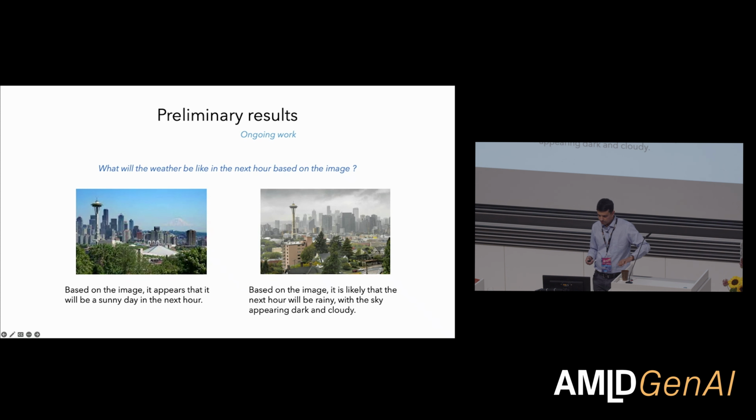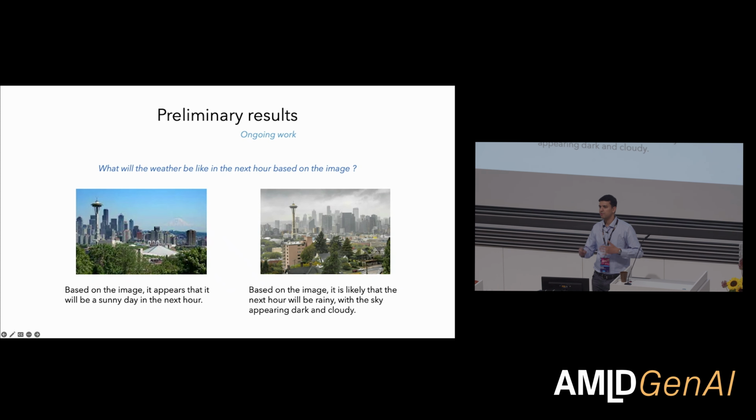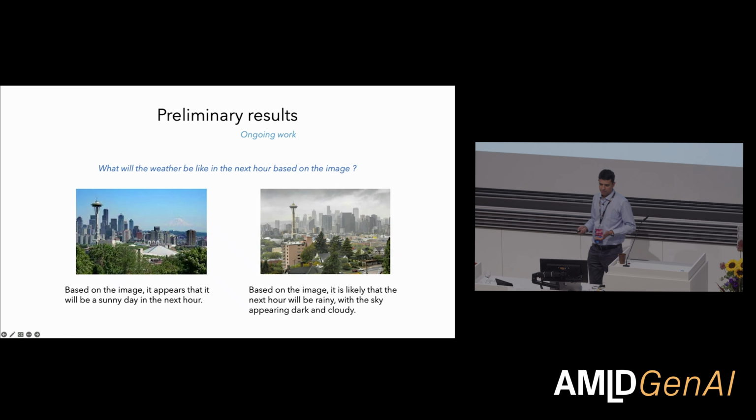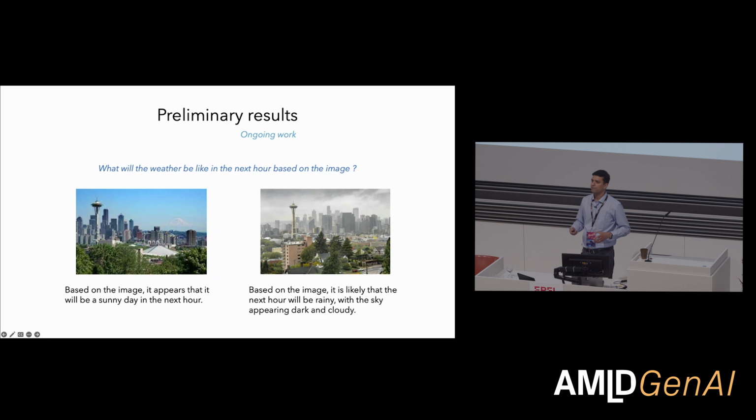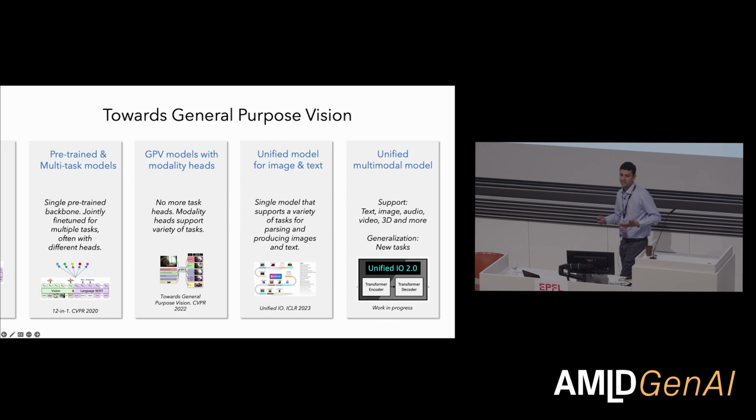And then, of course, you have ways of conversing with this model. Just like language models, you can say, here's an image. You can take an image from your cell phone and say, is it going to rain in the next hour, and so on.